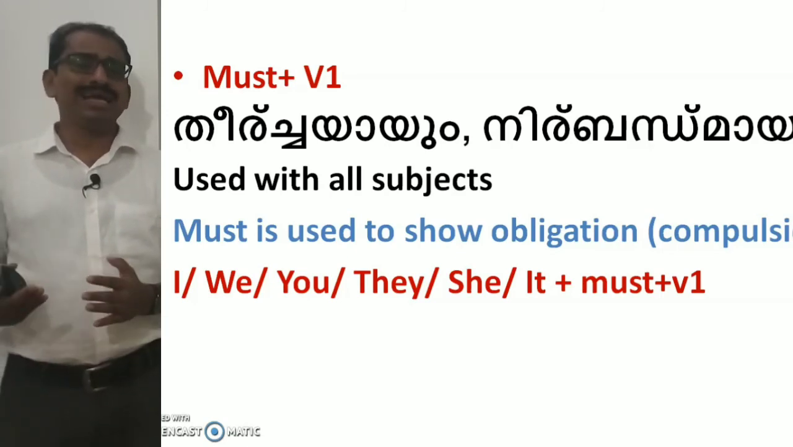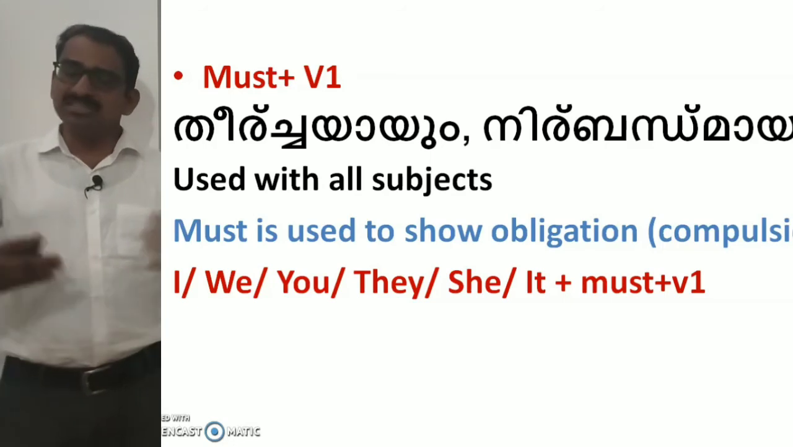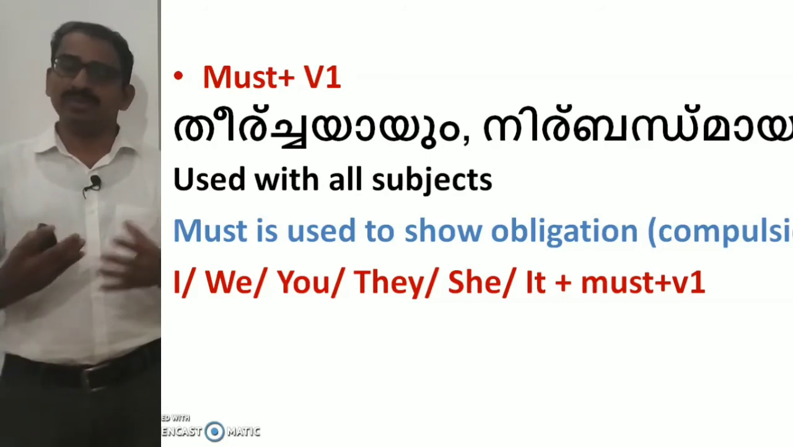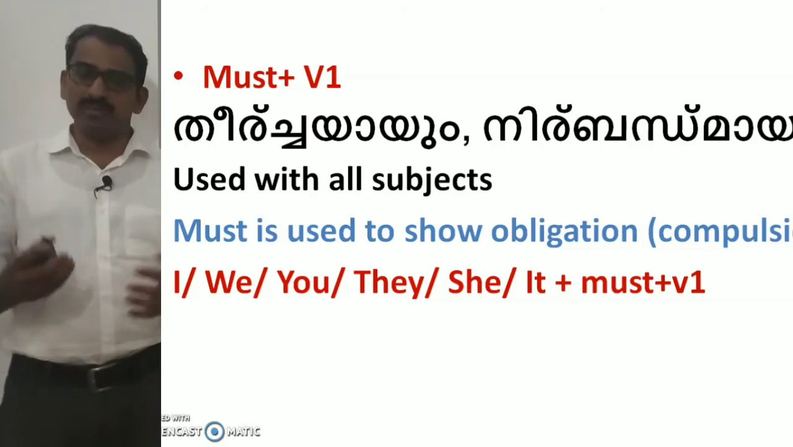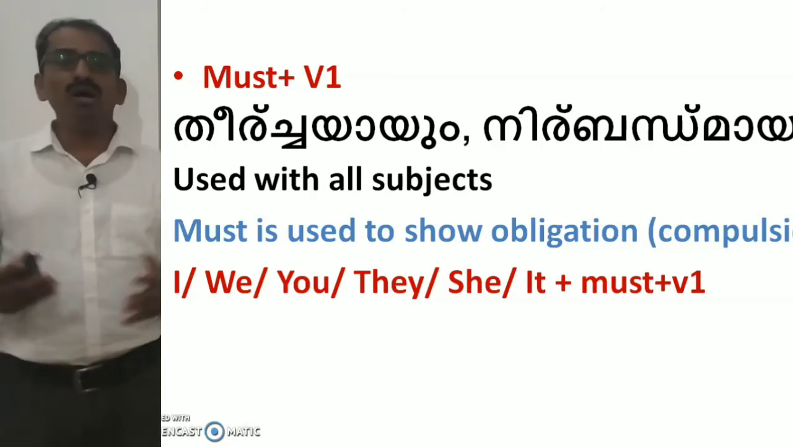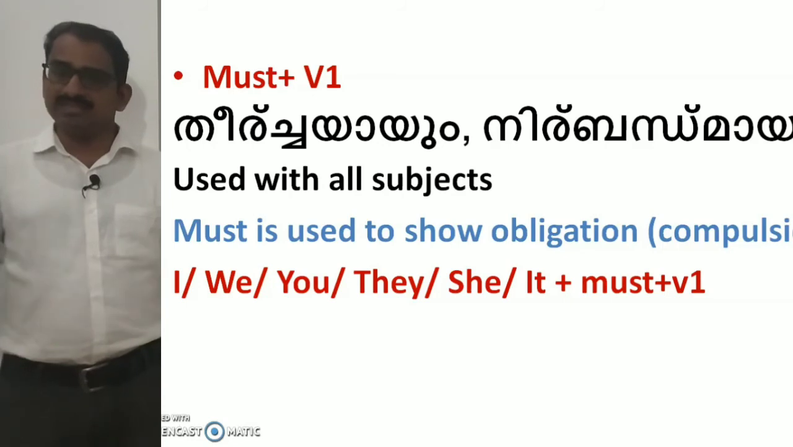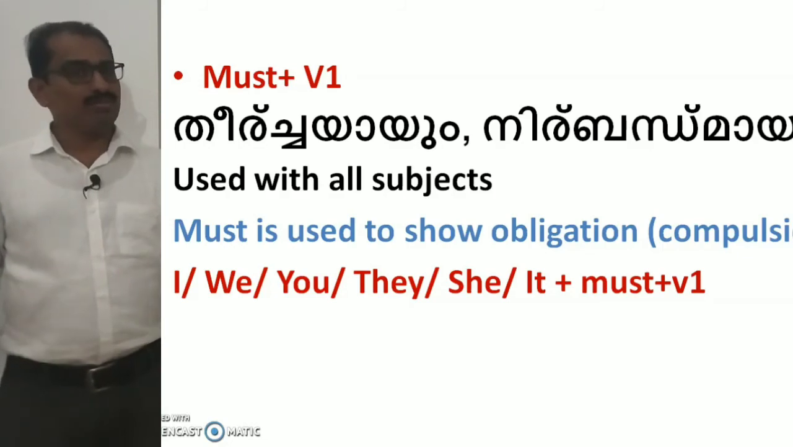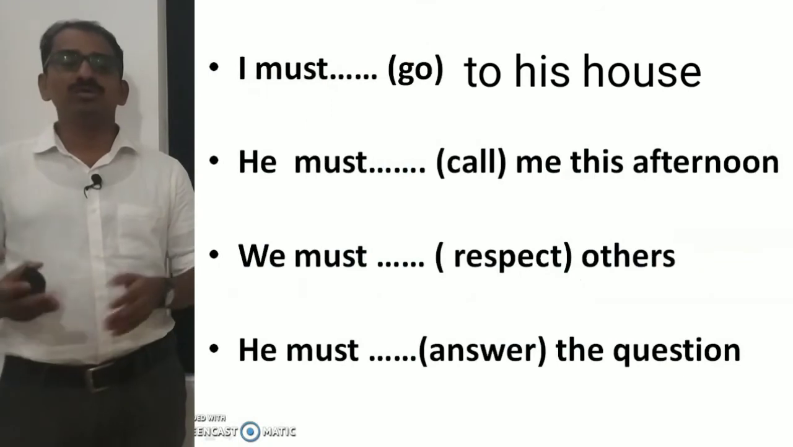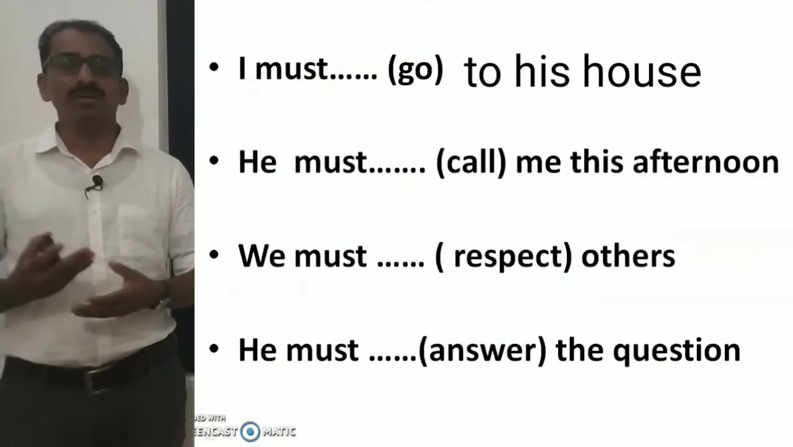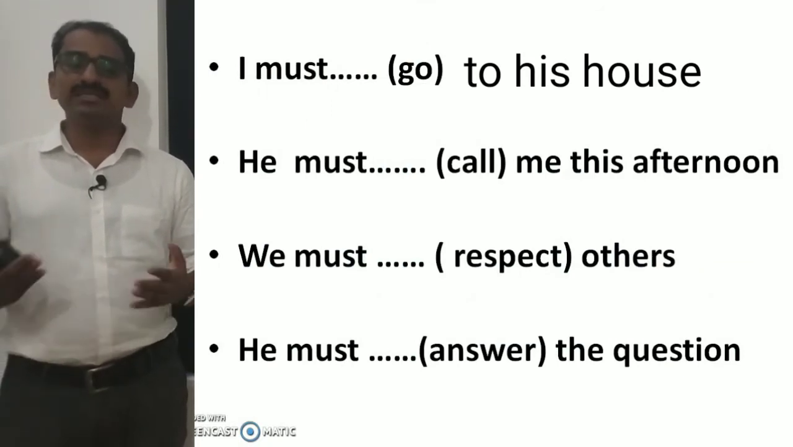Obligation എന്ന് പറഞ്ഞു കഴിഞ്ഞാൽ നിർബന്ധിക്കുന്ന ഒരു കാര്യം, തീർച്ചയായും ചെയ്യേണ്ട ഒരു കാര്യത്തിനെ സൂചിപ്പിക്കാൻ വേണ്ടിയിട്ടാണ് മസ്റ്റ് നമ്മൾ യൂസ് ചെയ്യുന്നത്. That means തീർച്ചയായും, നിർബന്ധമായും. Used with all of the subjects in English, whether it is singular or plural, no problem. I, we, you, they, she, it plus must plus V1. Look at the example. I must go to his house. How will be? I must go to his house.